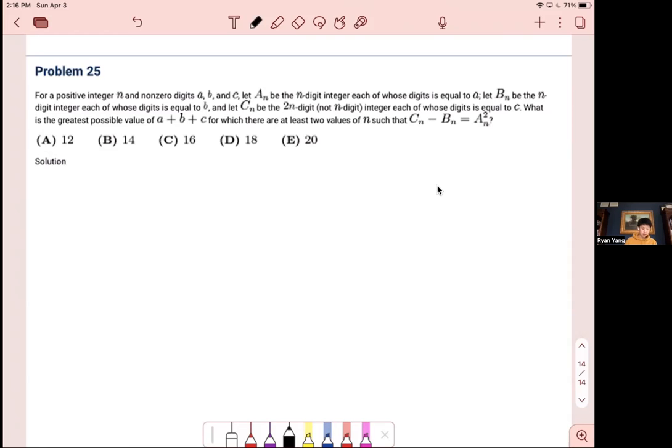What is the greatest possible value of a plus b plus c for which there are at least two values of n, such that c sub n minus b sub n equals a sub n squared? So we can get closed form expressions for these. This is pretty crucial.